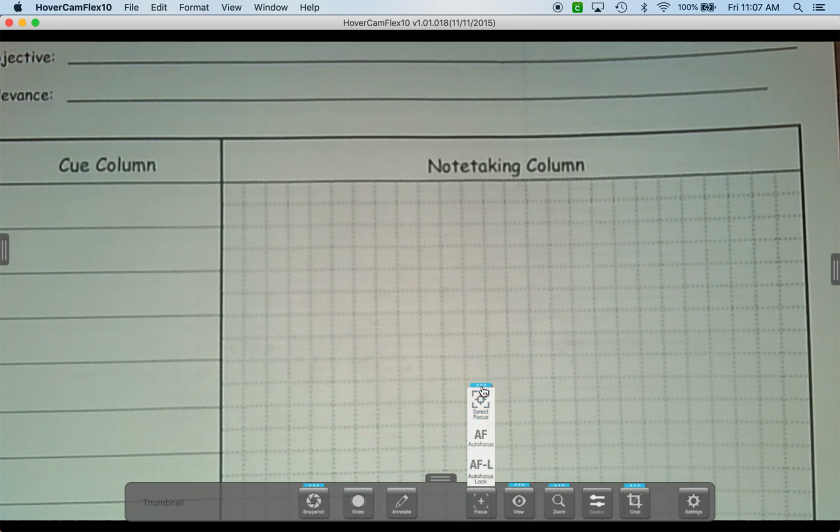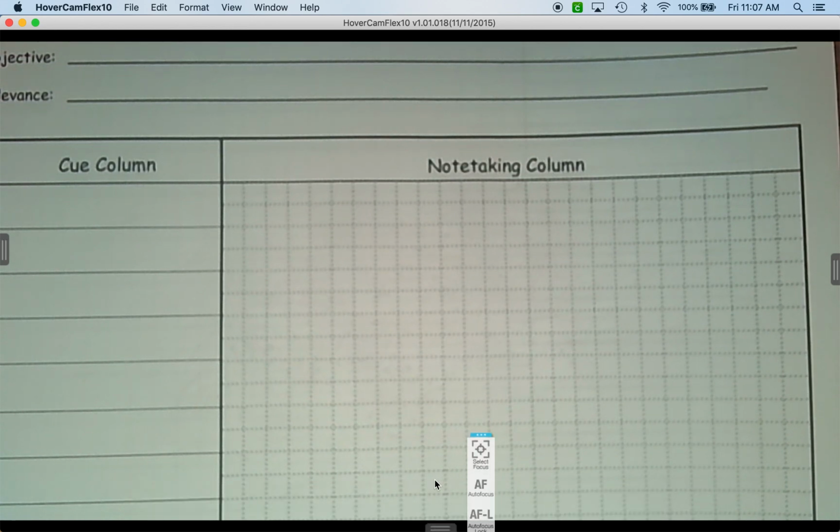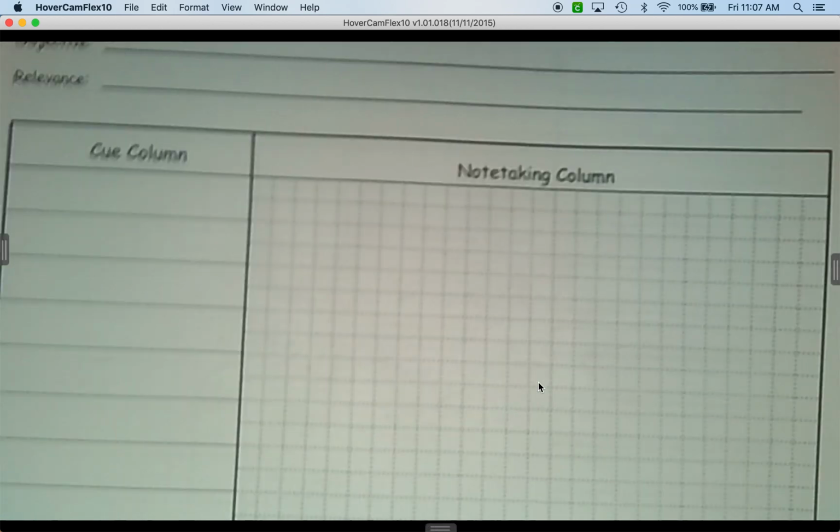All right. Here, see if I can minimize this. Am I going to minimize from you? There it goes. All right.